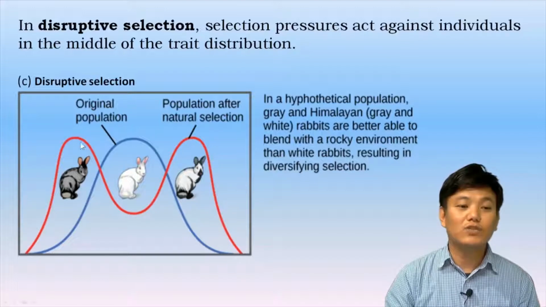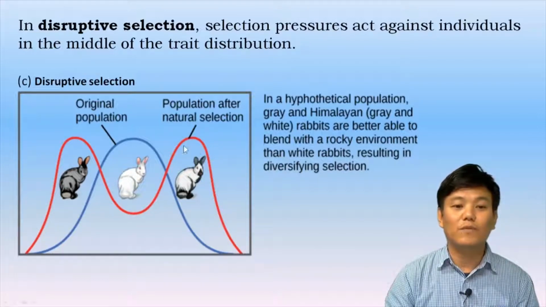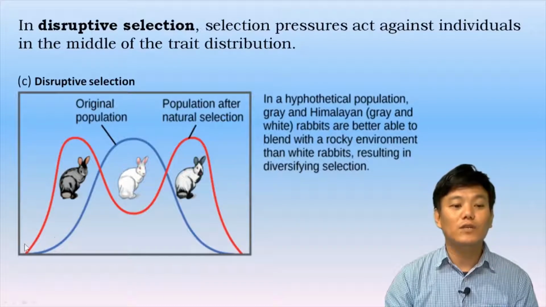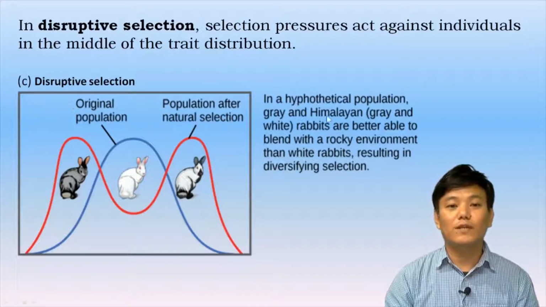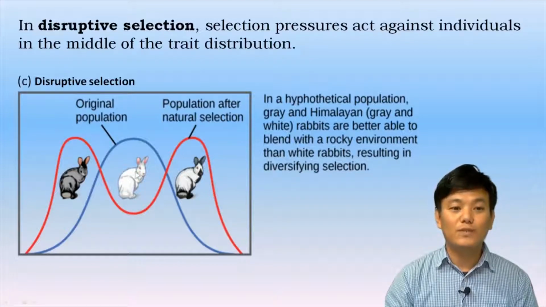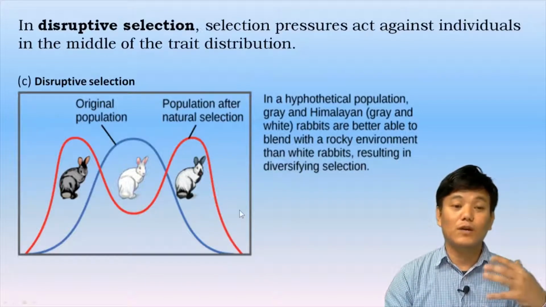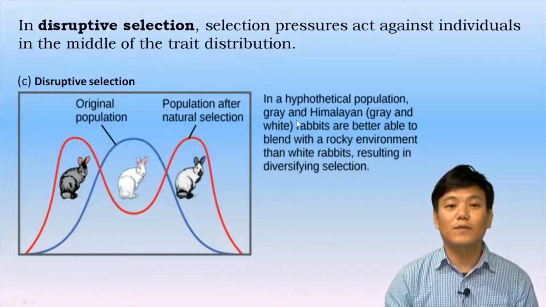But after natural selection has occurred, what happened to the graph? You can see the shape of the graph looks like a camel hump, right? After natural selection, the black and the gray and white rabbit populations have outnumbered the original white rabbit population. So this is called disruptive selection, in which the selection pressure acts against the individuals in the middle of the trait distribution. This is just a hypothetical example, to help you understand disruptive selection.